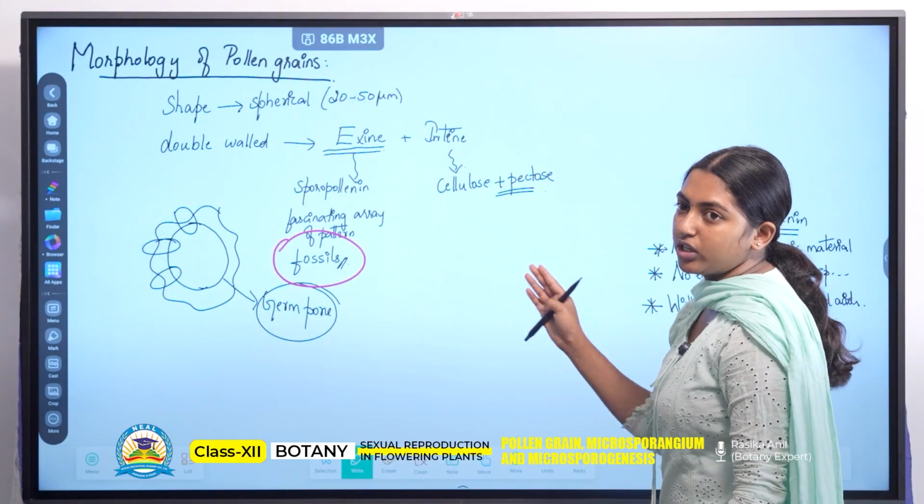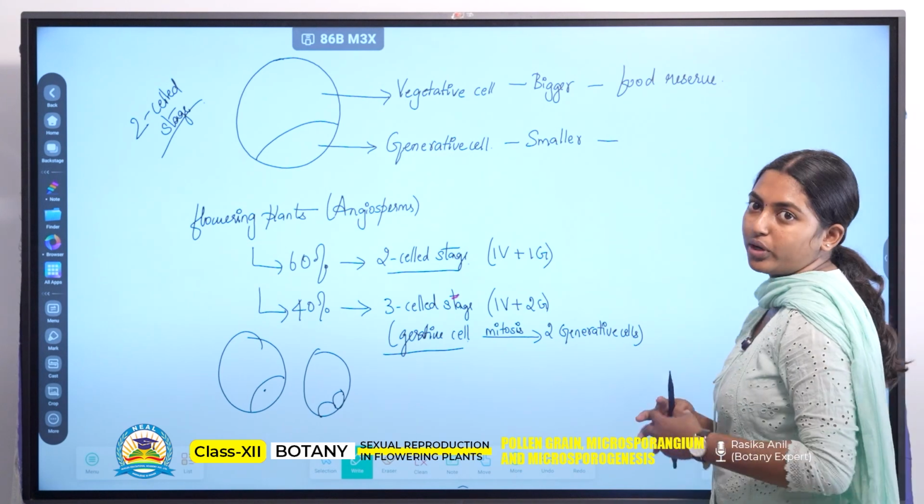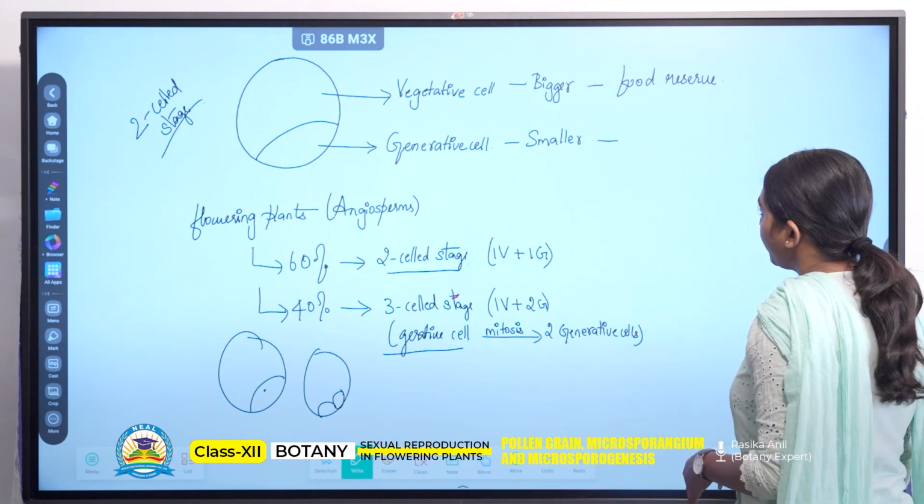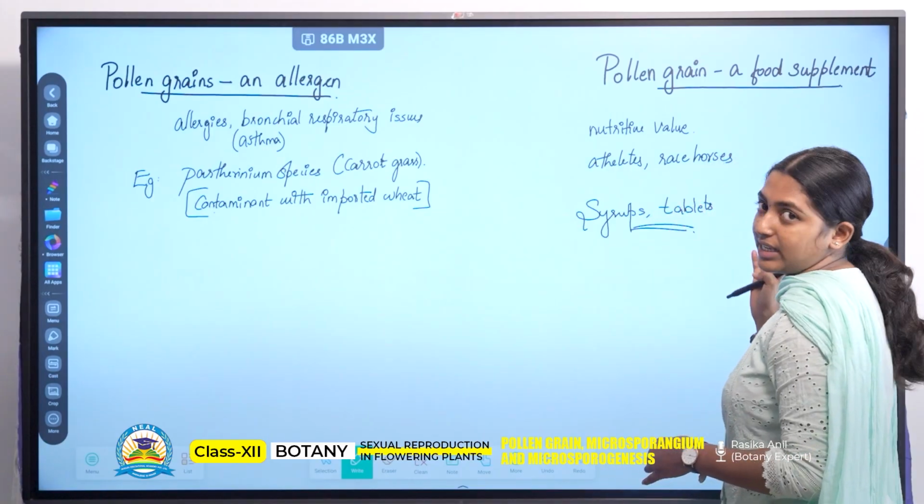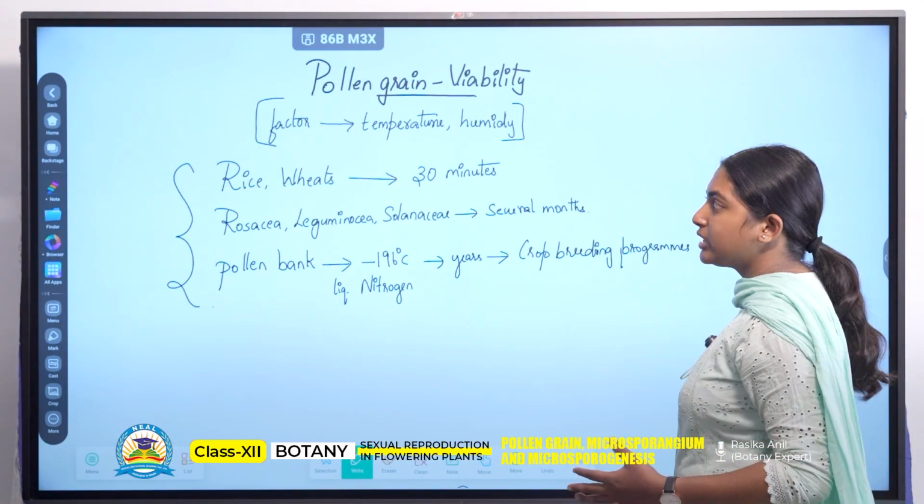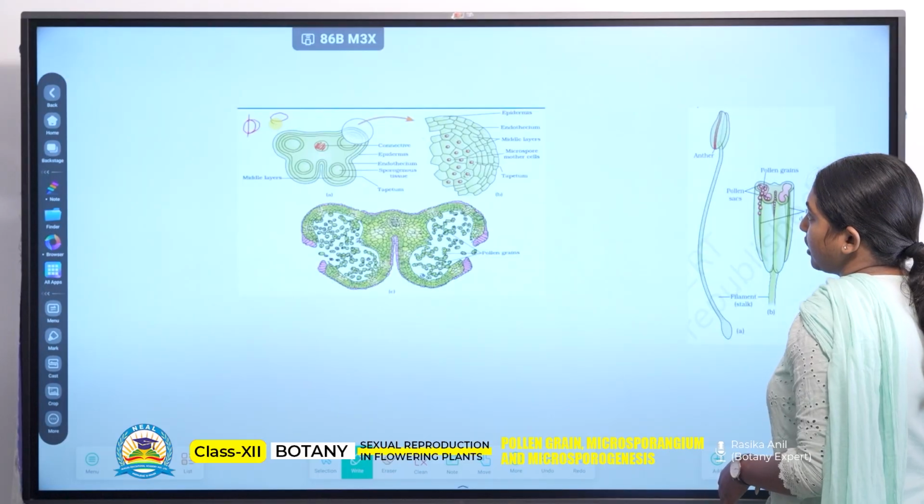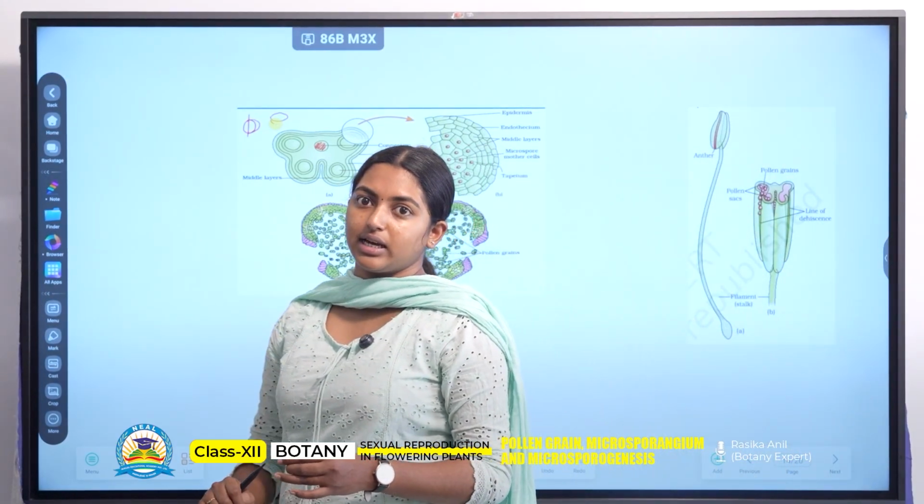Then about the morphology of pollen grains. Then how pollen grains are dispersed, we saw. And then pollen grains as an allergen and pollen grains as a food supplement also we saw. Then finally we also saw the viability of pollen grains, right? Now let's discuss the diagrams that are present in NCERT, right?